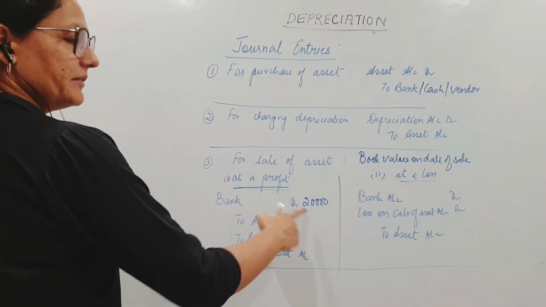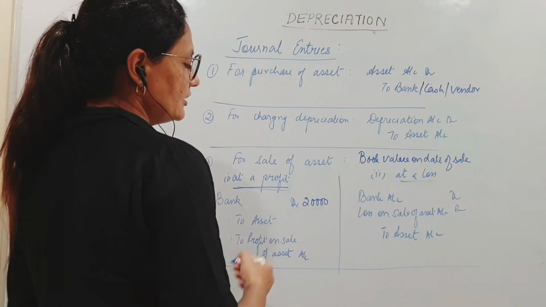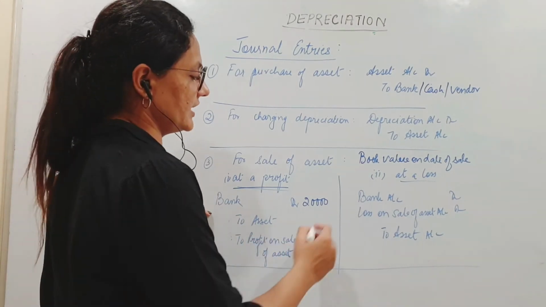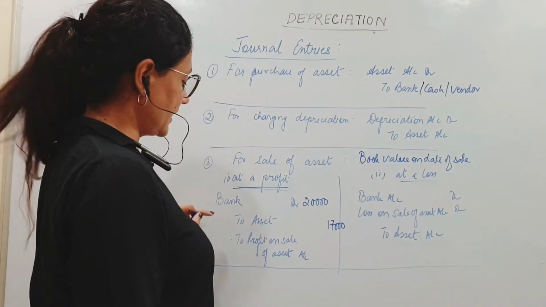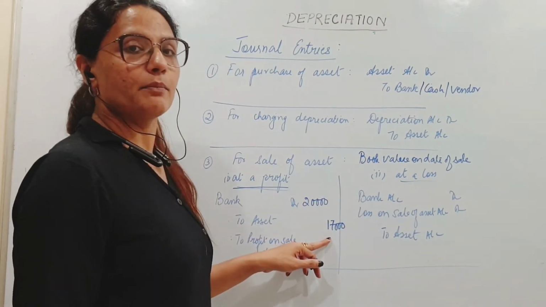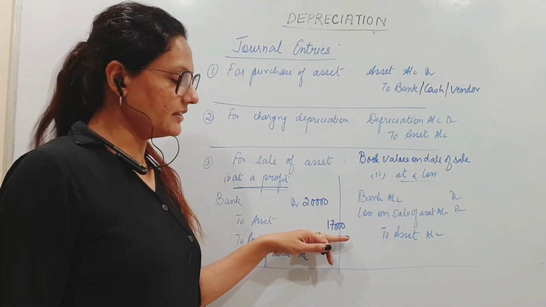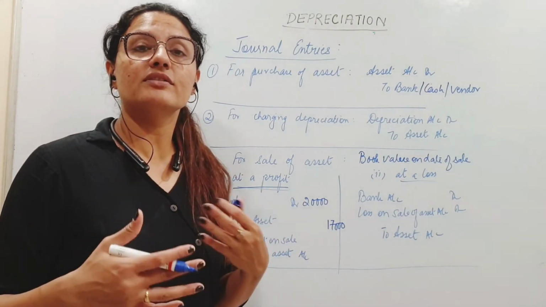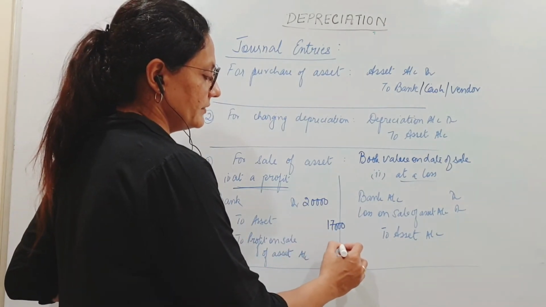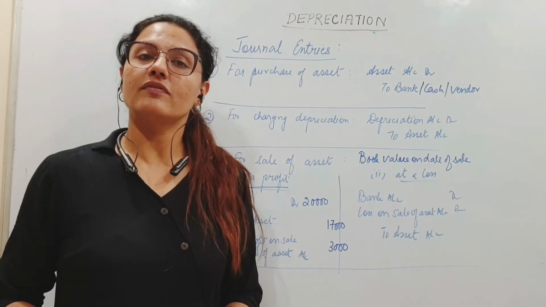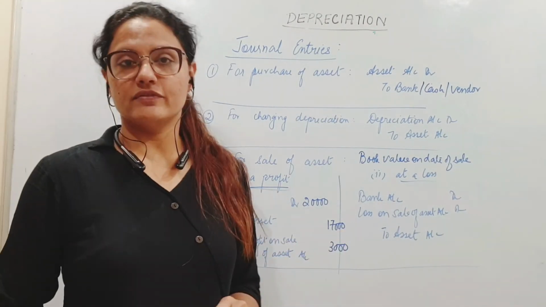So bank account will be debited with 20,000 because you are receiving 20,000. But I say the book value of that asset on the date of sale is only 17,000. That means you are making a profit of 3,000. Something which is worth only 17,000 in your books, you are able to sell at 20. So that profit of this 3,000 will be transferred to profit on sale of asset account. Fine. So this difference you will have to find out.